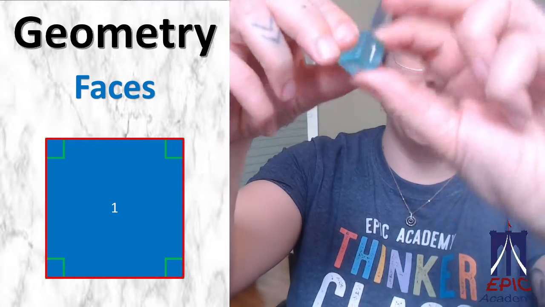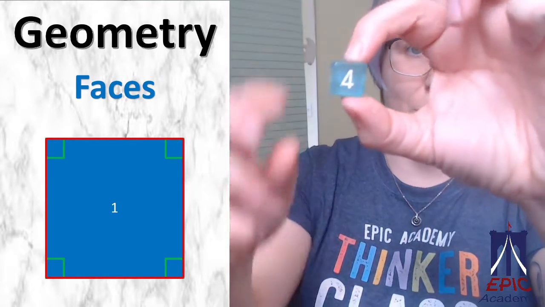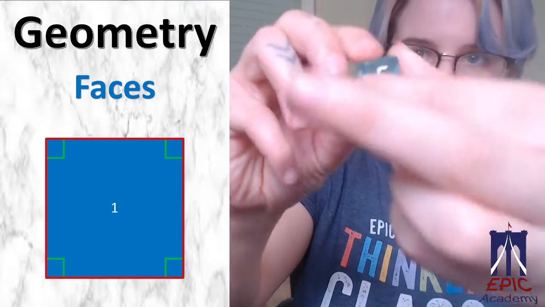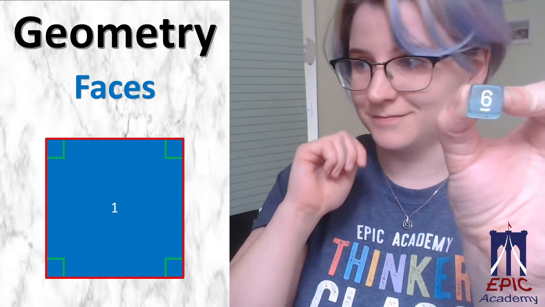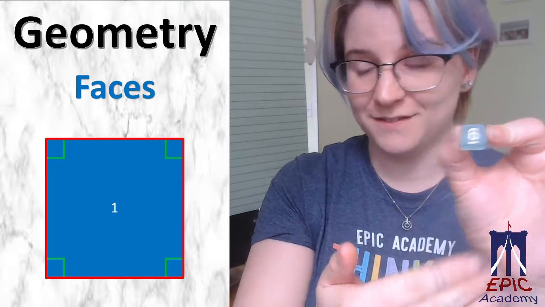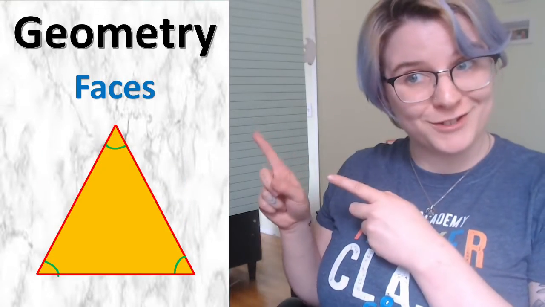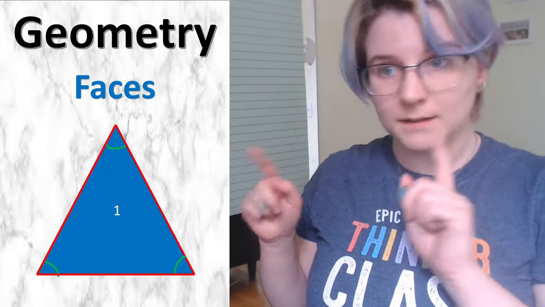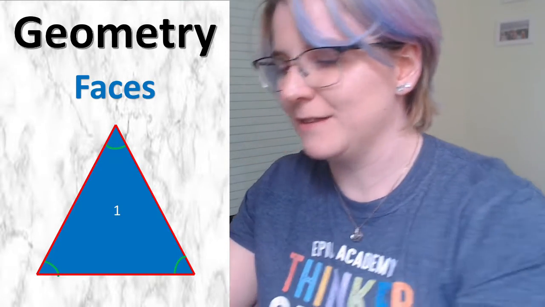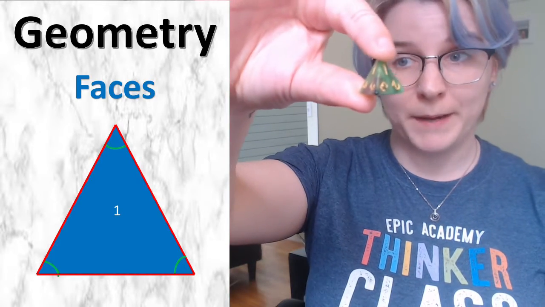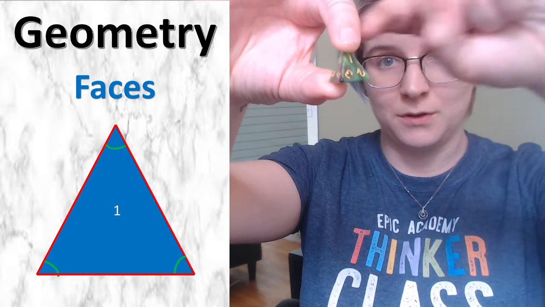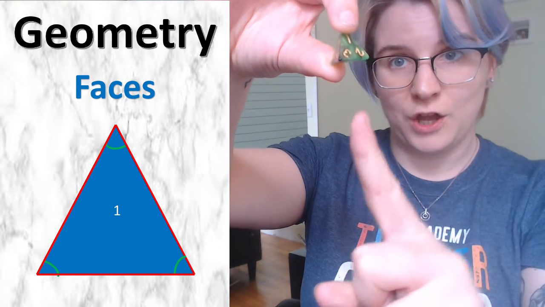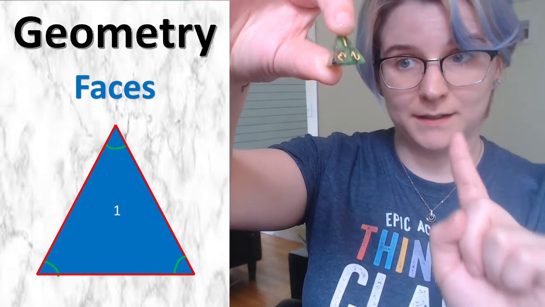1, 2, 3, 4, 5, 6 faces, or flat surfaces. This 2-dimensional triangle only has 1 face, but this 3-dimensional pyramid has 1, 2, 3, 4 faces. Now don't worry if that seems kind of confusing right now.